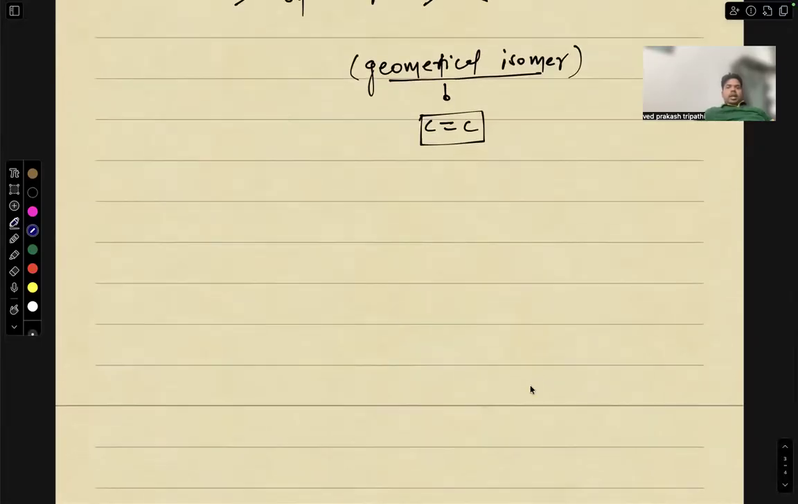Hello everyone. In the last video, we have done constitutional isomer. So today we are going to start the geometrical isomer. Okay. So geometrical isomer is basically present in carbon double bond carbon, and double bond carbon have restricted rotation or hindered rotation.